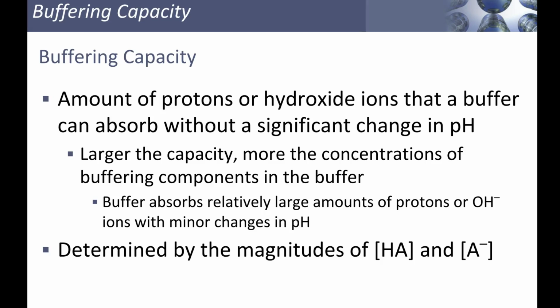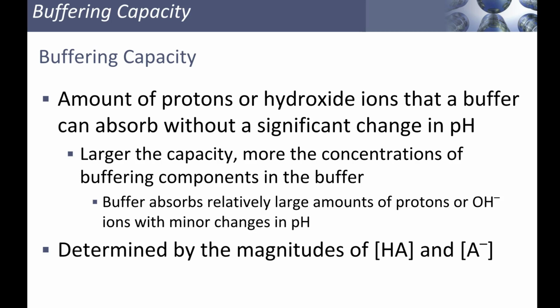We talked about buffers, right? We talked about Henderson-Hasselbalch. We talked a little bit about buffering capacity, in terms of how much change it can handle and what the concentrations are. They absorb large amounts of protons or hydroxide with small changes in pH. And that's kind of the whole point, right? They have the ability to absorb a whole bunch of hydroxide or hydrogen ion so that it can maintain the pH at the range that you need it.